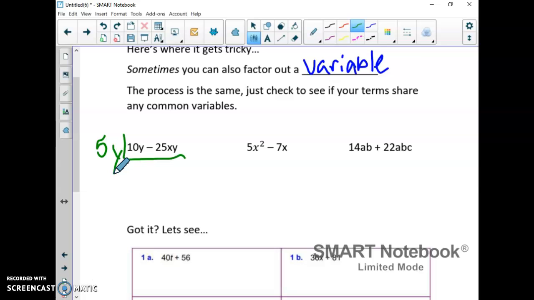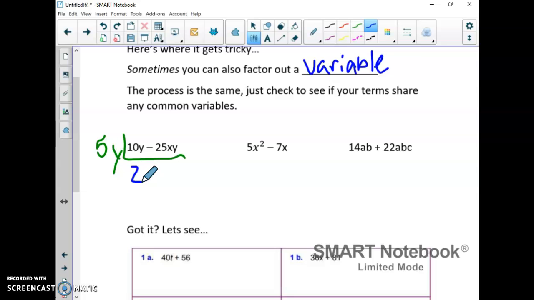And again, the process is the exact same. I would always start with your numbers because that's super easy because we know how to divide with our numbers, right? So like, let's look at this first one. 10 divided by 5. What's 10 divided by 5? Duh, 2. So I'm going to write a 2.